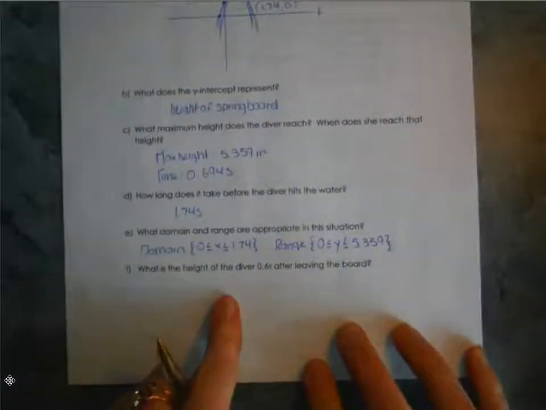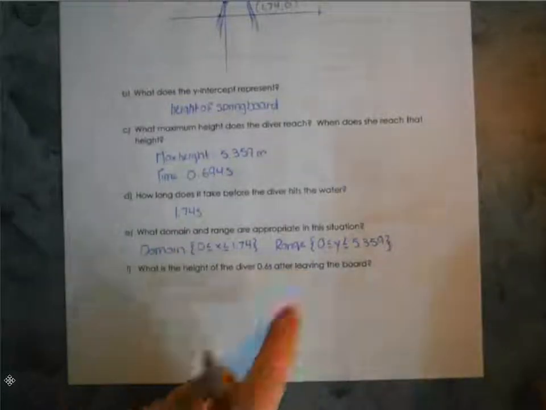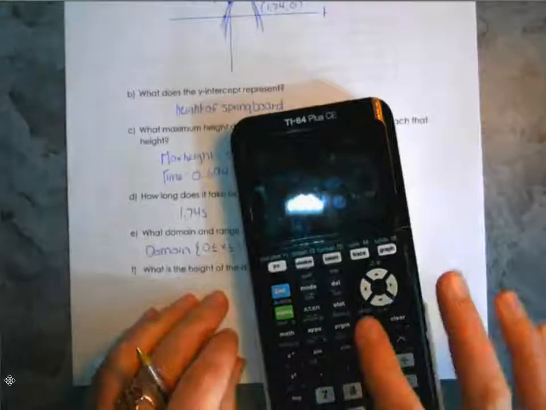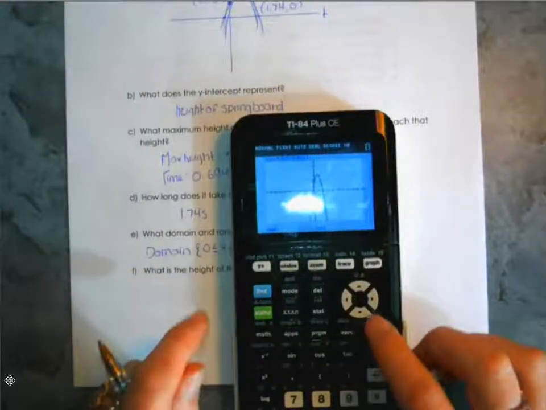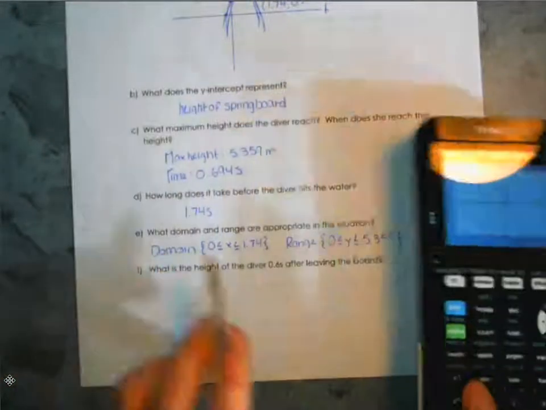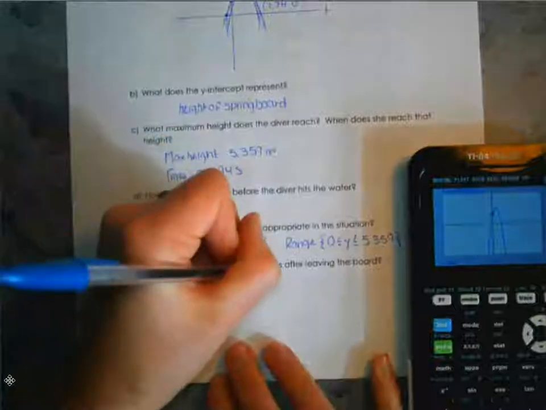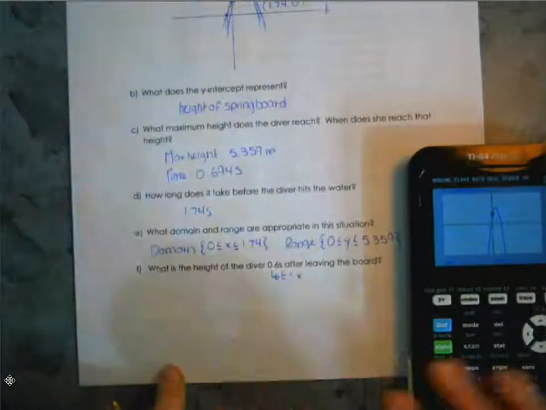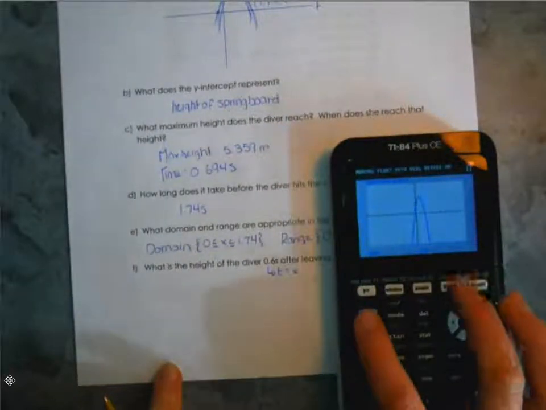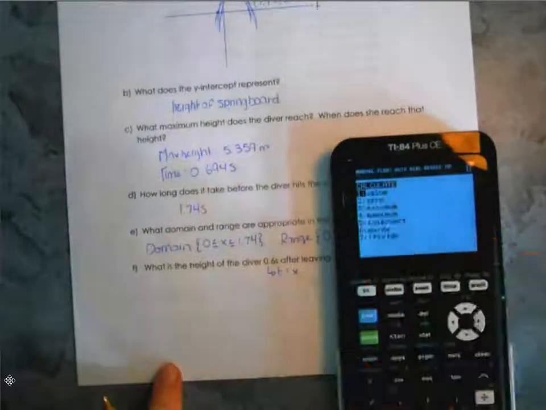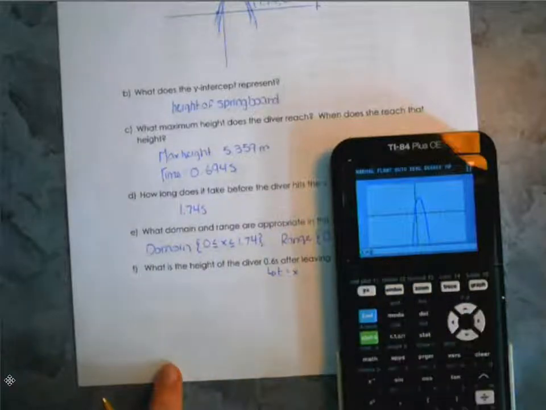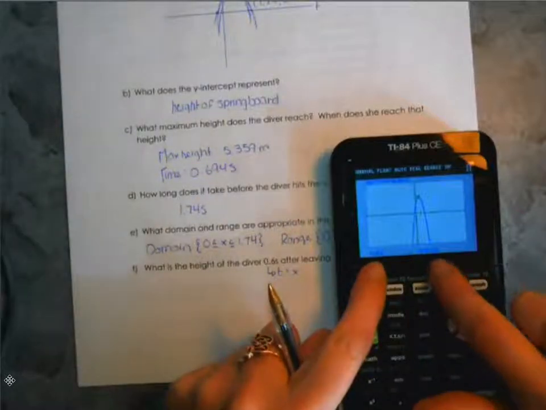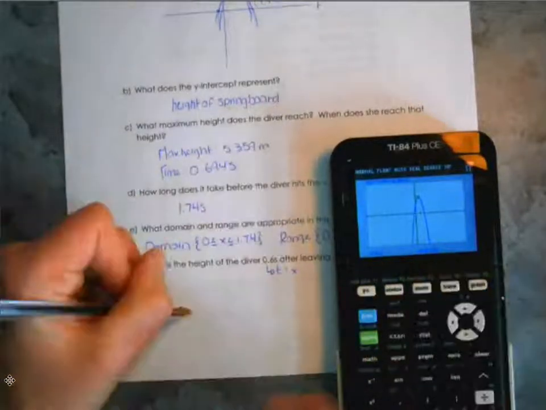What is the height of the diver 0.6 seconds after leaving the board? So for this, you can go into your calculator, and we want to determine a specific value, 0.6 seconds. Remember that that means t value, which we said is on the x-axis. And so all we need to do is go second function trace. We want to put in a value for x, which was 0.6. Okay, so just type that in, hit enter, and now it shows when x equals 0.6, y equals 5.316.